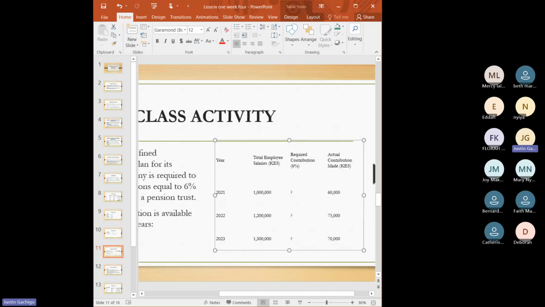Can someone tell me what will happen in the year 2022? Get the required contribution, 6% of 1.2 million, and then let me know the double entry that you are going to pass. Year two, when we calculate, we get 72,000. So meaning we paid an extra 3K, 3,000. That means this is an overpayment.